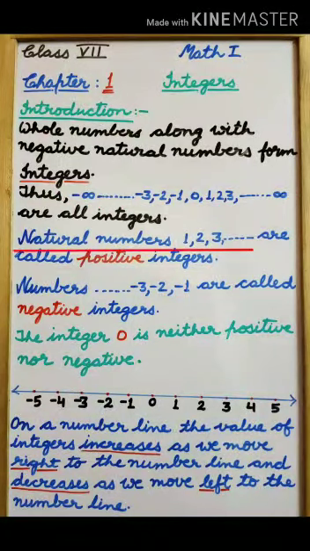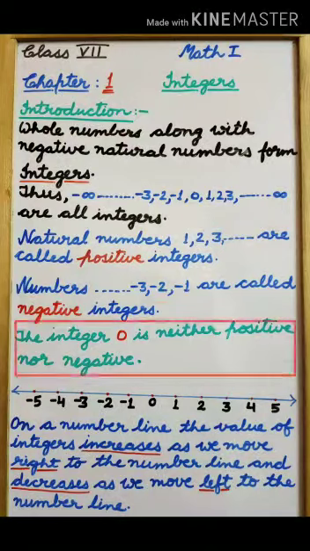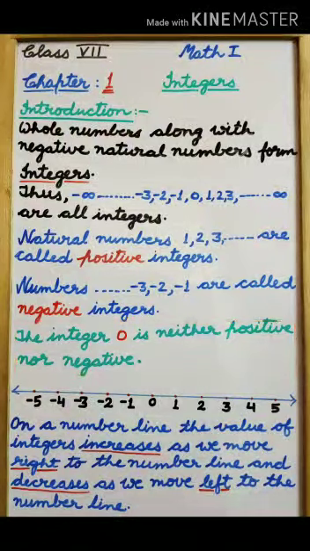Natural numbers 1, 2, 3, and so on till infinity are called positive integers. Numbers from minus infinity to minus 3, minus 2, minus 1 are called negative integers. The integer 0 is neither positive nor negative.